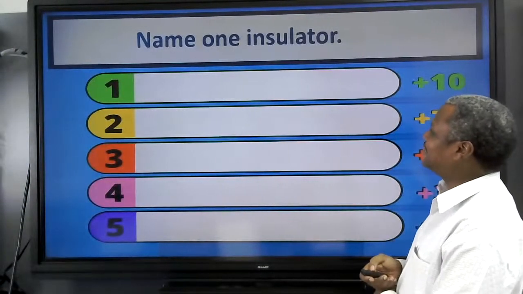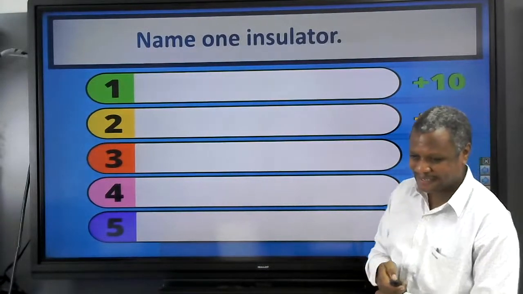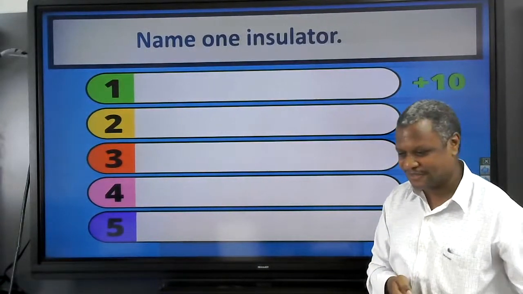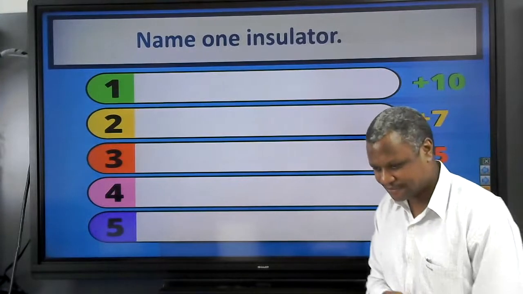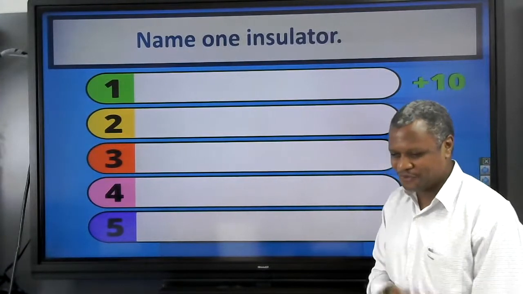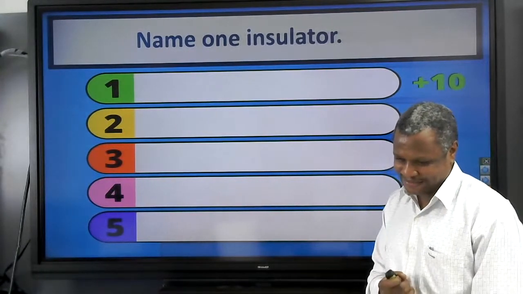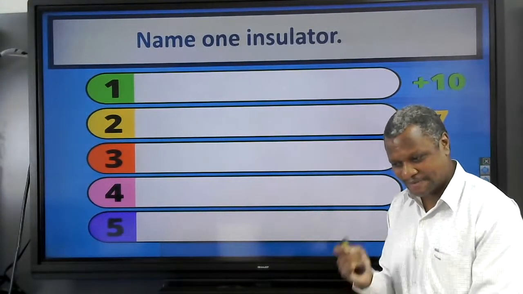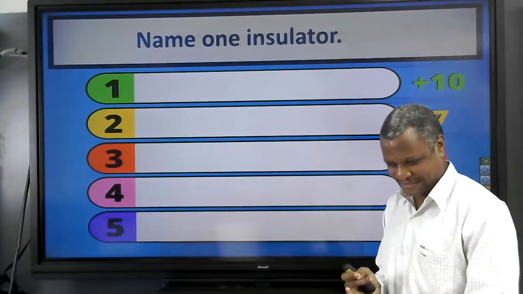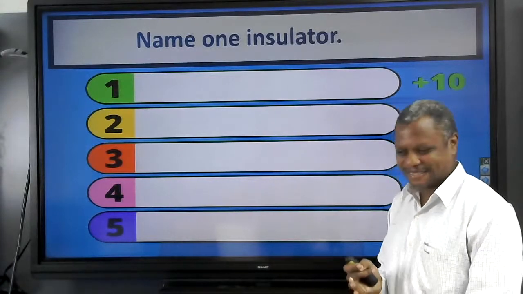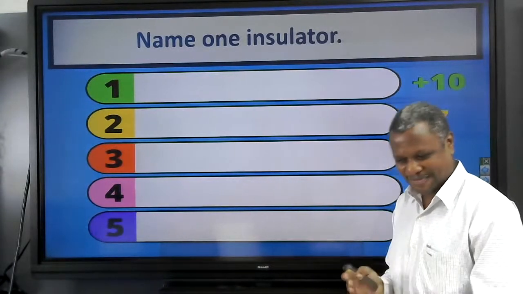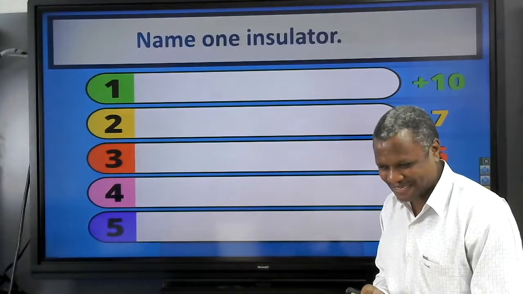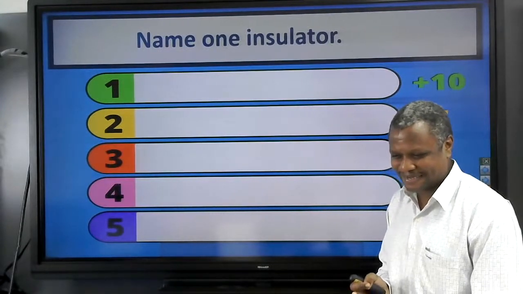Question number nine. Name one insulator. Number four, wood, correct. Number 18, 3 room 8, wood, that's also correct. Rubber, that's correct. Cloth. Plastic, perfect. Plastic, check your spelling.